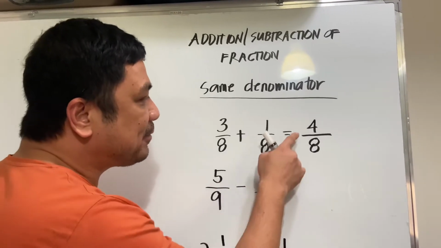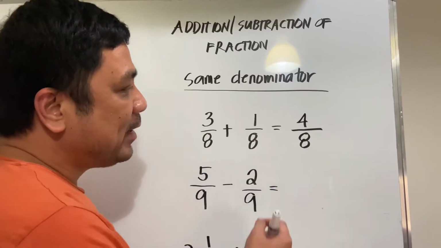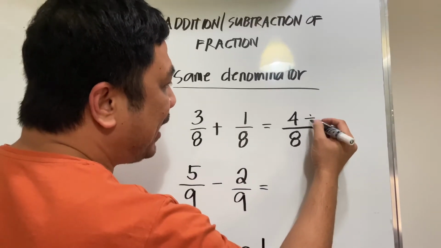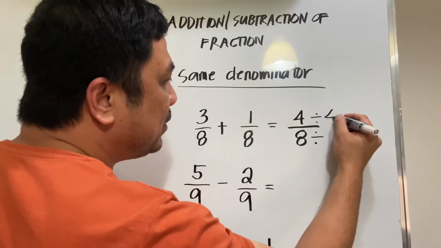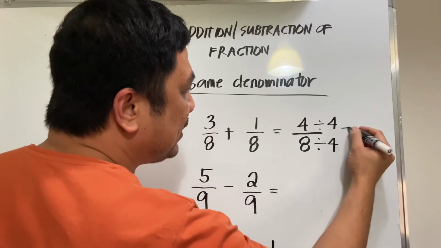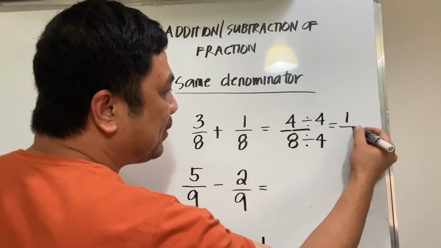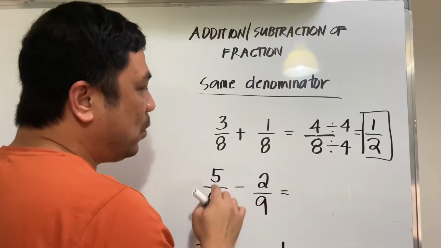So in this case, 4/8 can still be reduced into lowest term. As you can see, 4 and 8 are divisible by 4. That means if I divide both numerator and denominator by 4, so divide natin yan, 4 divided by 4 is 1, and then 8 divided by 4 is 2. So ang answer dito is 1/2.